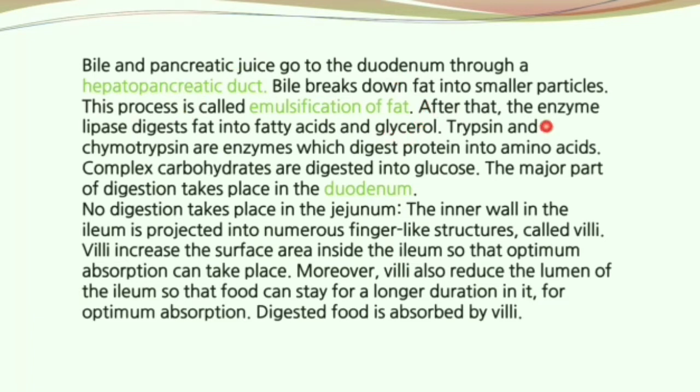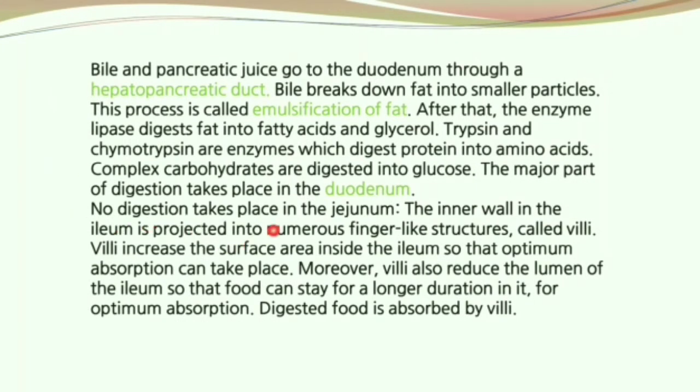After that, the enzyme lipase digests fat into fatty acids and glycerol. Trypsin and chymotrypsin are enzymes which digest proteins into amino acids. Complex carbohydrates are digested into glucose. The major part of digestion takes place in the duodenum.